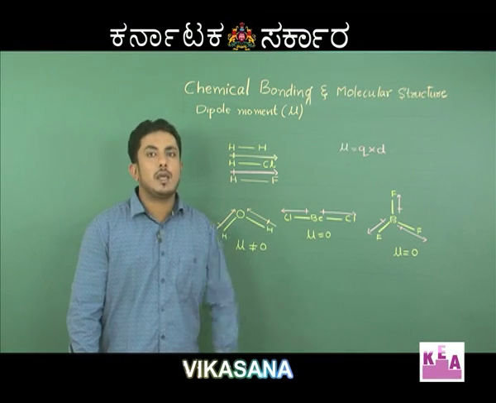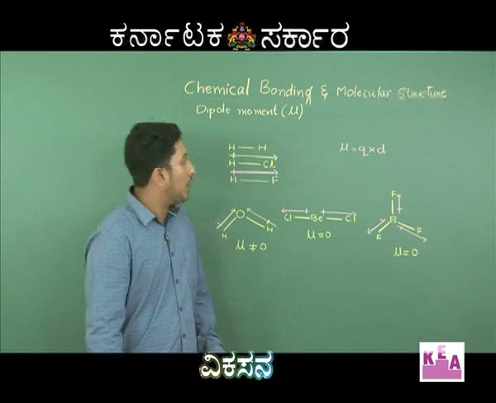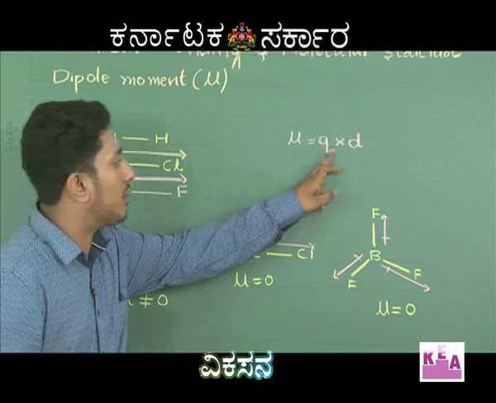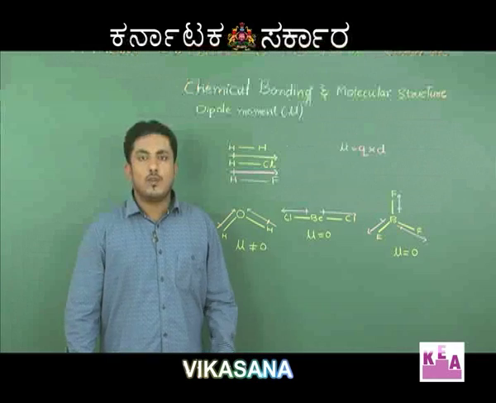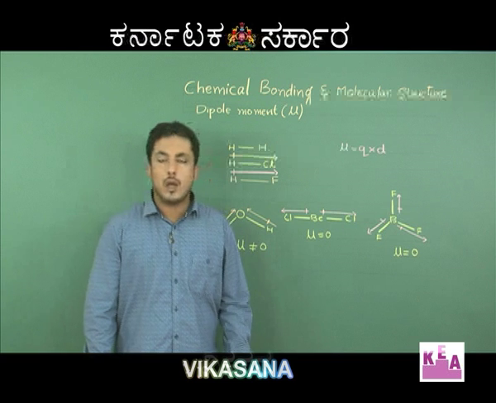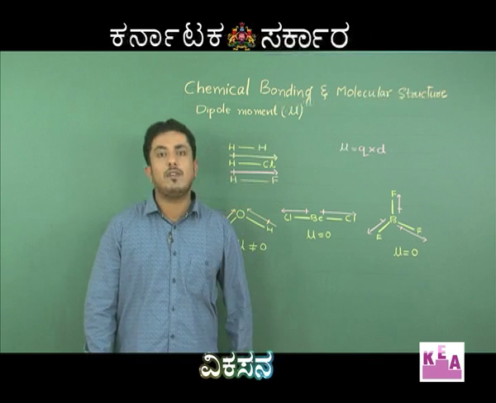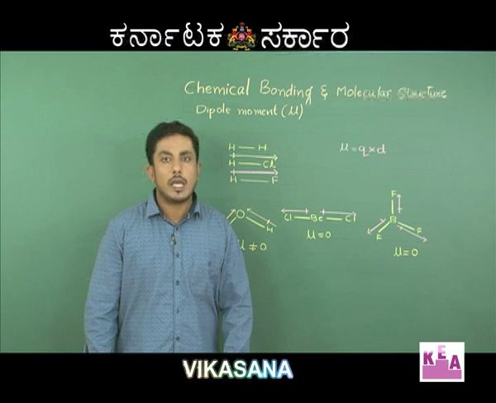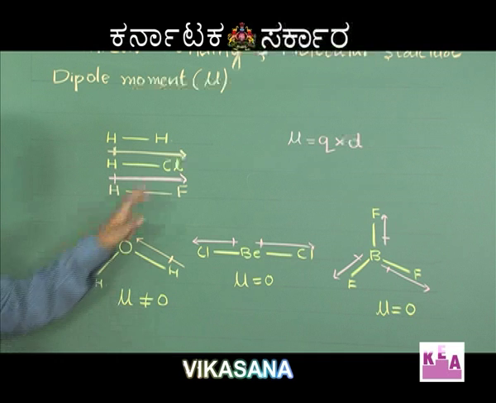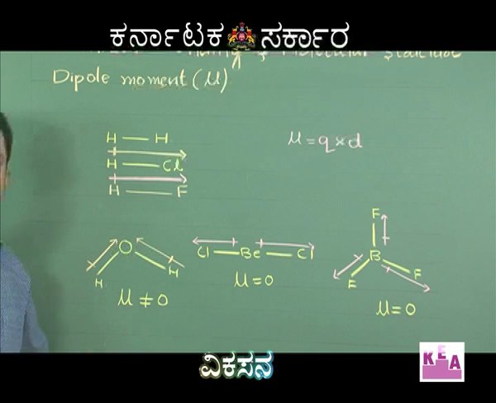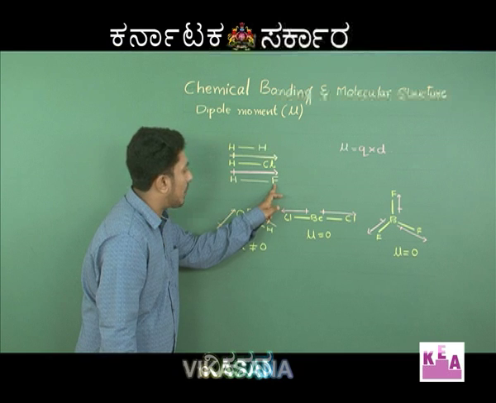This polarity is measured in terms of dipole moment. Dipole moment is defined as the product of charge and the distance between the two charges. For diatomic molecules, dipole moment depends upon electronegativity. As the electronegativity increases, dipole moment also increases. For example, if we take HCl and HF, out of chlorine and fluorine, fluorine is more electronegative than chlorine. As a result, there will be more charge separation here.